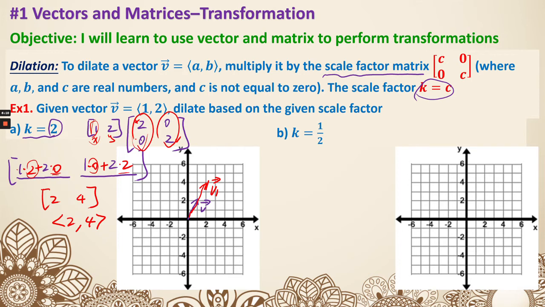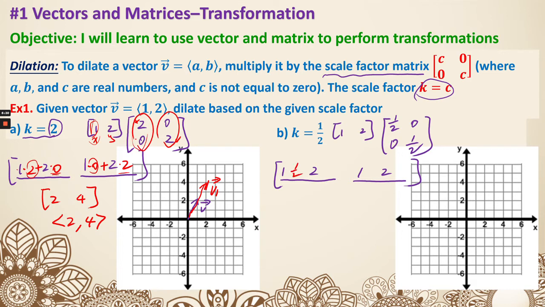Next, same idea. We have 1, 2 to begin with. And the new matrix, the scale factor matrix, is going to be 1 half, 0, and 0, 1 half. So we are going to multiply 1, 2 by 1 half, 0, 0, 1 half. So we are going to get a 1 half and a 1, vector 1 half, comma 1.